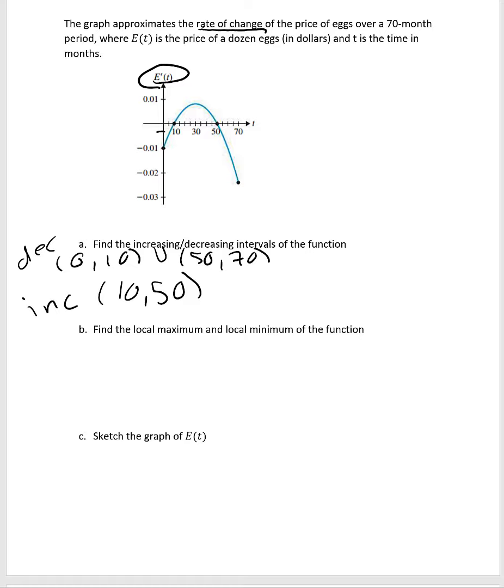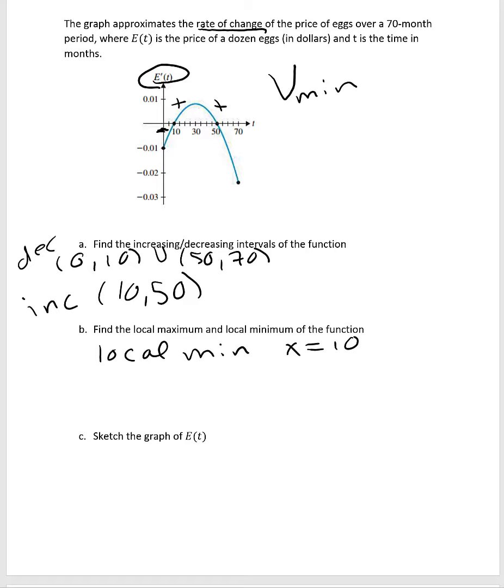Right. Find the local max and local min of the function. So what do we think about? We think about it was negative and it switched to positive. Negative, positive, this is a min. Where did that happen? At 10. So we had a local min when x equals 10. Remember, that was time.